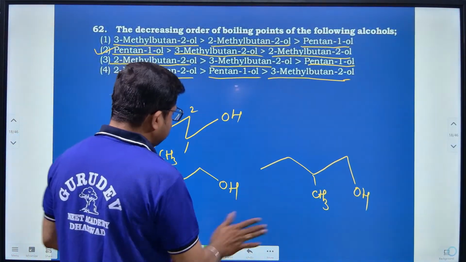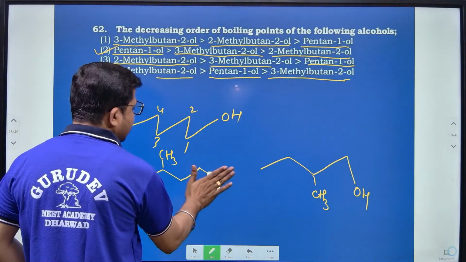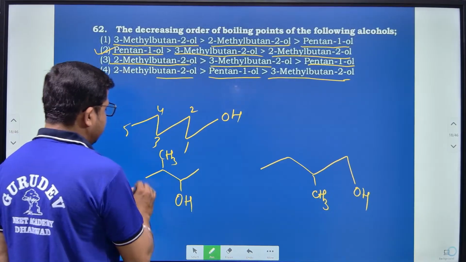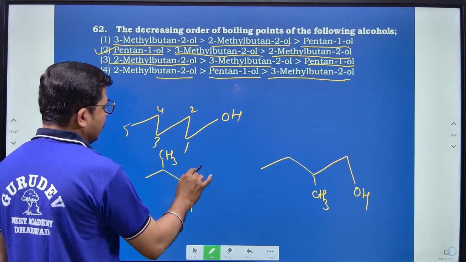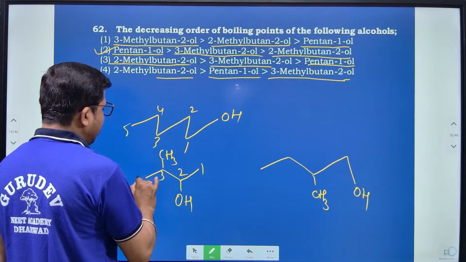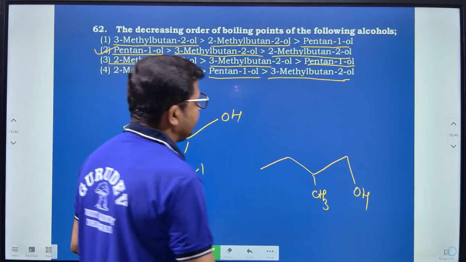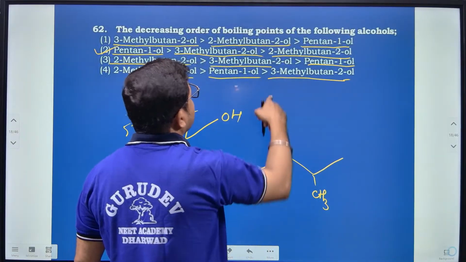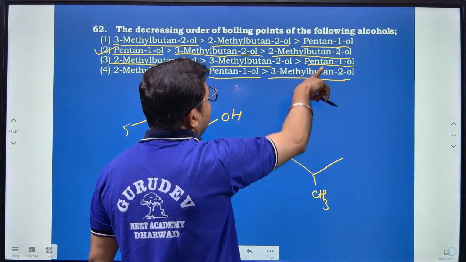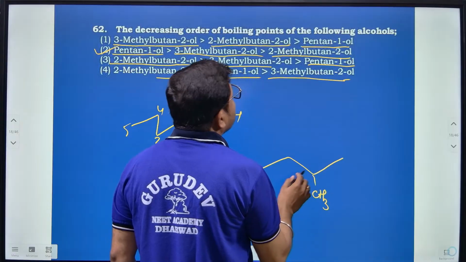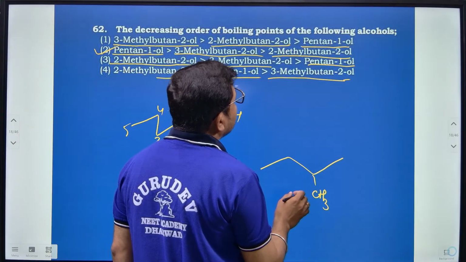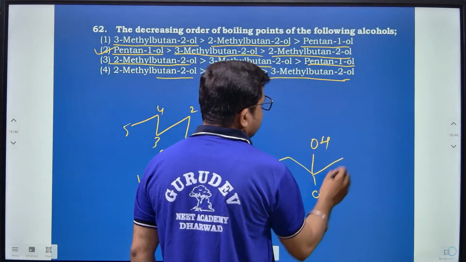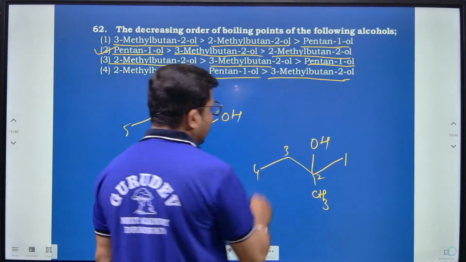Butane-2-ol means that the OH should be attached to carbon 2, yes, 1, 2, 3, 4. Next, this one is 2-methylbutane-2-ol, butane-2-ol, OH. So 1, 2, 3, 4.